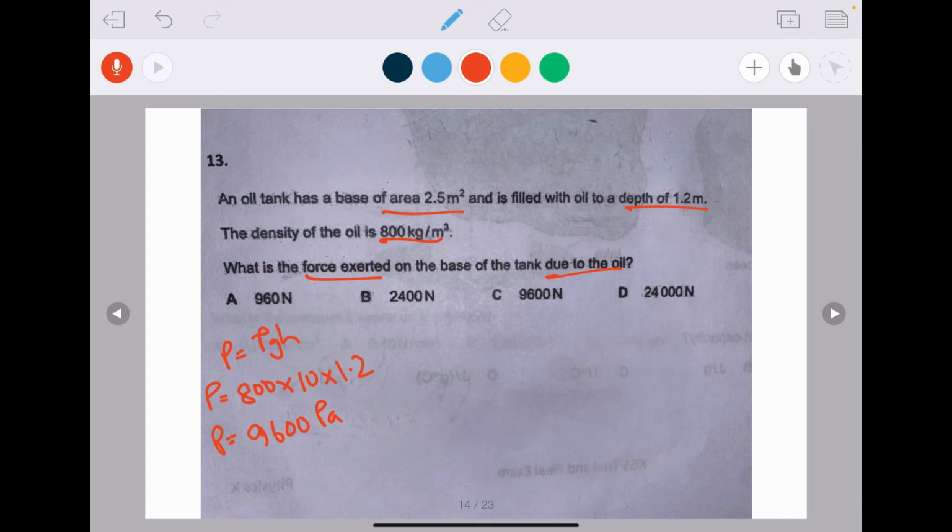I know this answer is one of the options out of A, B, C, and D. However, they did not ask for the pressure. We've only calculated the pressure. They have asked for the force exerted. So now we have to use a second formula. P equals force over area. Rearrange the formula to find the force. So force will equal pressure times area. So force will equal 9,600 multiplied by the area, which was given as 2.5. So the force will equal 24,000 newtons. So the answer for question 13 will be D.